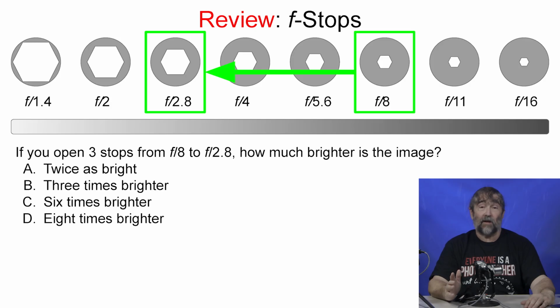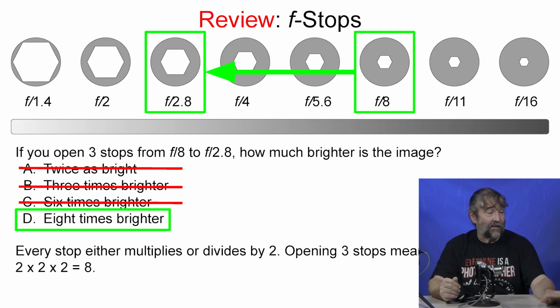All right, so if we open 3 f-stops, we're starting at f8 and we're going to open 3 stops to f2.8, how much brighter is our image? Remember, every time you open one stop, you're putting twice as much light into the camera. So if we're opening 3 stops, from f8 to 5.6 is times 2. From 5.6 to 4 is times 2 again, and from 4 to 2.8 is times 2 again. The answer is that it's going to be 8 times brighter. It's not going to look 8 times brighter. Don't worry about that.